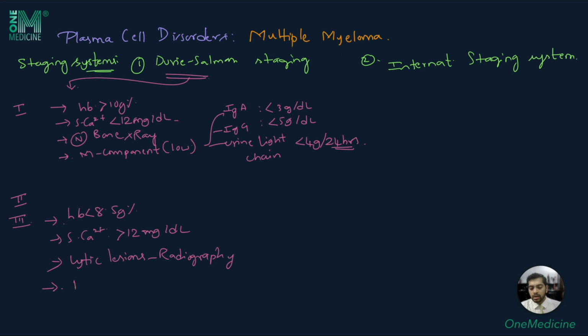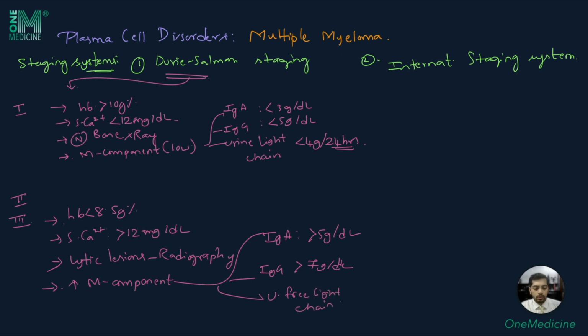and the patient has an increased M component that is again divided into 3: IgA of more than 5 grams per deciliter, IgG of more than 7 grams per deciliter, or urine free light chain of more than 12 grams per 24 hours or per day. Anything that is not stage 1 or stage 3 is considered stage 2.